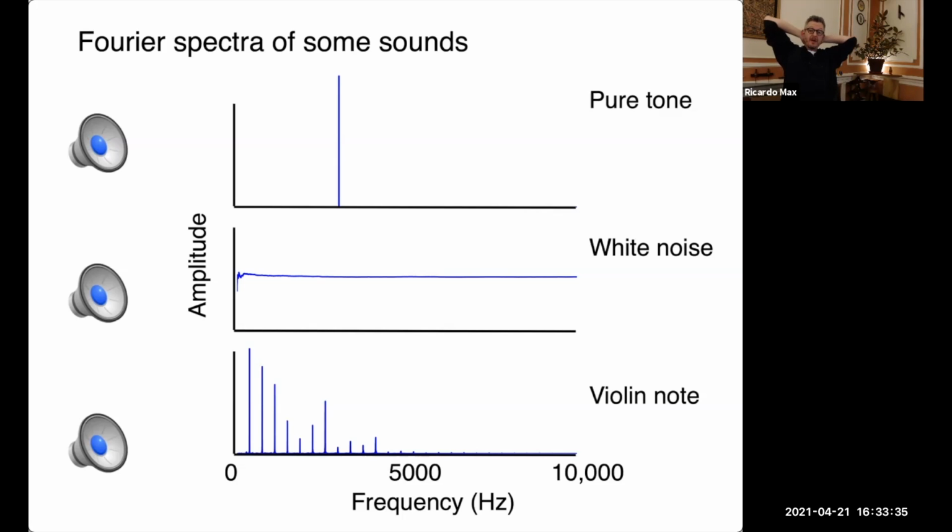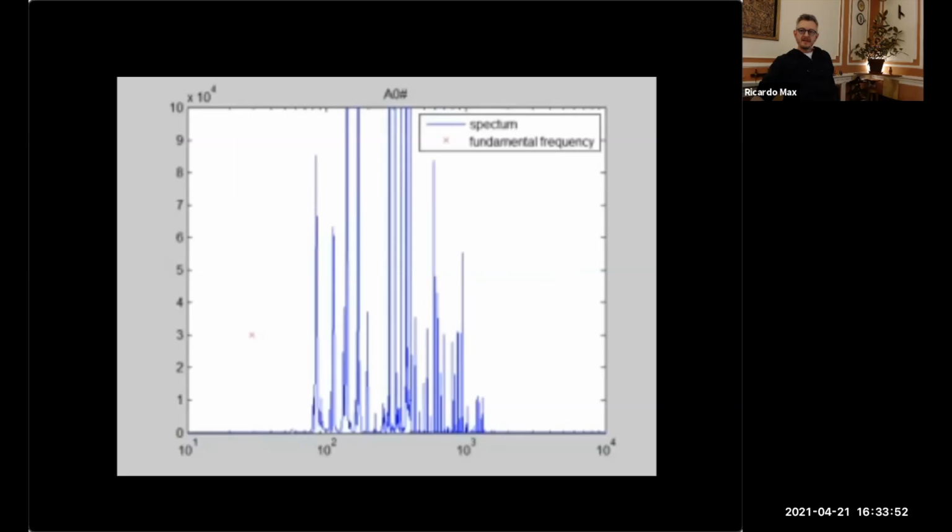And just like colors, the same perception can be achieved by different combinations of the wavelength components. This is the spectra of a piano.